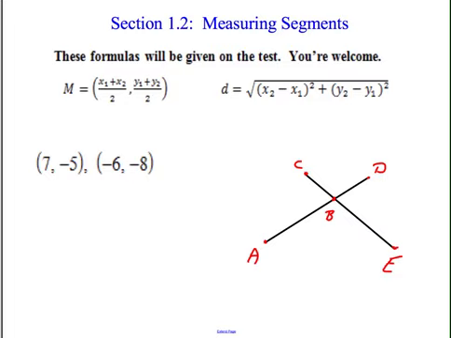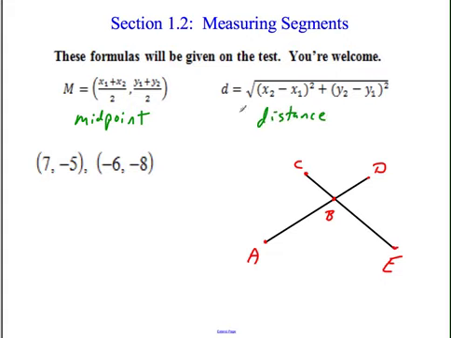Awesome. Moving on. In 1.2, we started looking just specifically at segments. I will give you these formulas. You're welcome on the test. You don't have to memorize. Remember, this is the midpoint formula. So capital M is midpoint. If I want to find the midpoint of a segment, where's the middle? It's just the average. And then this is the distance formula.